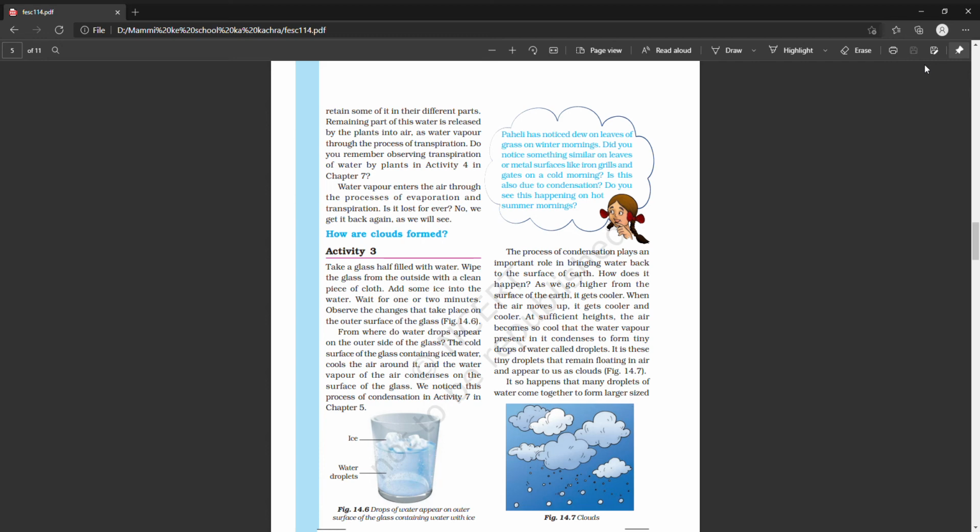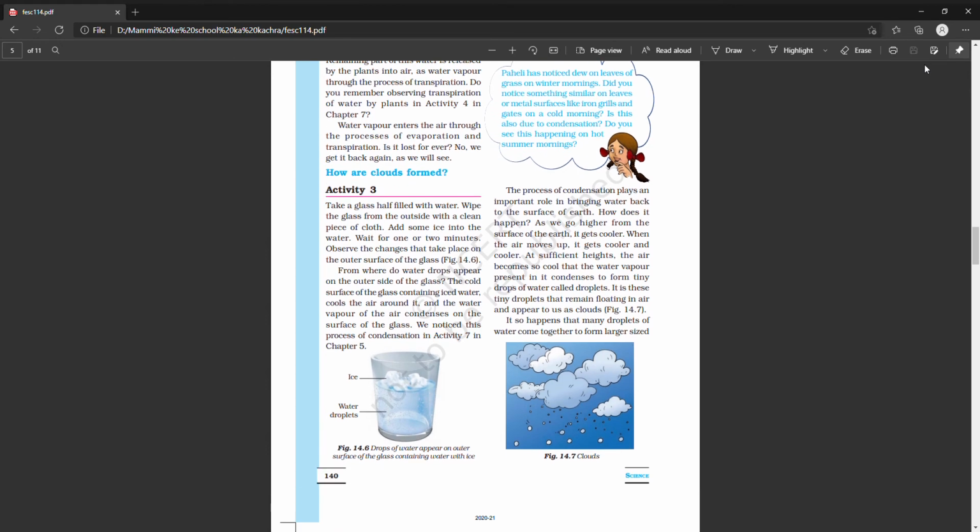When the air moves up, it gets cooler and cooler. At sufficient heights, the air becomes so cool that the water vapor present in it condenses to form tiny drops of water called droplets. It is these tiny droplets that remain floating in air and appear to us as clouds.